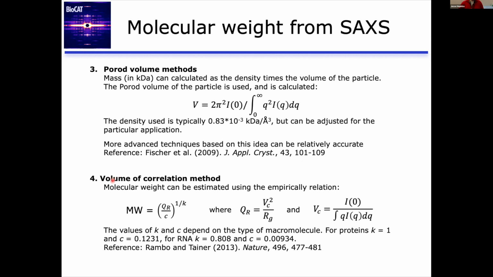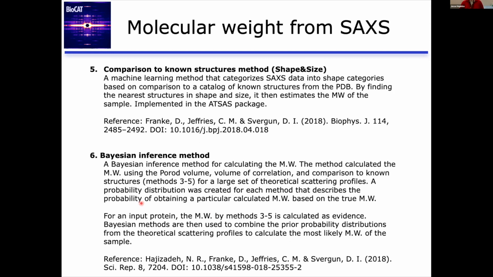The volume of correlation method is a more empirical approach. Here they came up with this VC quantity, which is I of 0 over, again, another integral. So it's very similar to this approach in that regard. You then take the ratio of that with the RG, and then there's some empirical coefficients that they calculated out. This 1 over K and the C, which is not concentration. This is what they used for it. And these have values for proteins and RNAs, and you can use that to calculate out the molecular weight. So this is another approach. There's two others that I want to highlight.